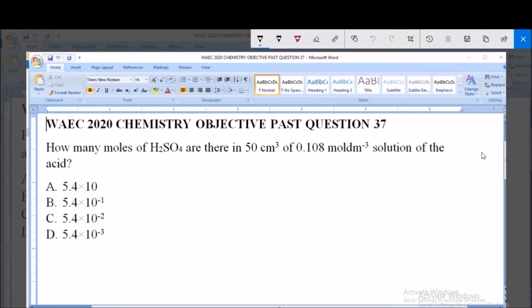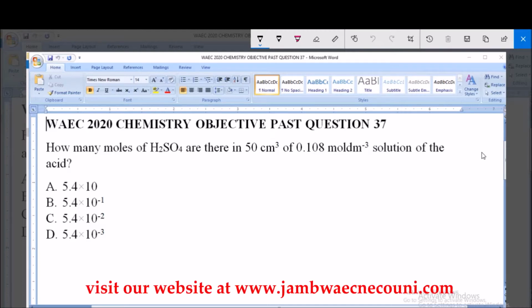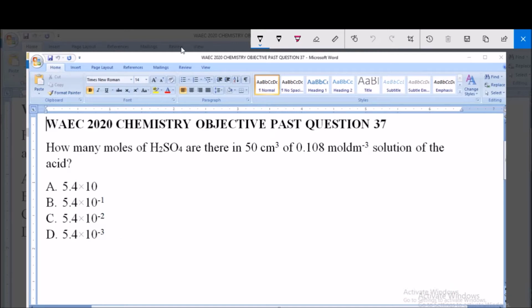How many moles of H2SO4, tetraoxosulfate(VI) acid, are there in 50 cm³ of 0.108 mol/dm³ solution of the acid? A. 5.4 times 10, B. 5.4 times 10 raised to power minus 1, C. 5.4 times 10 raised to power minus 2, D. 5.4 times 10 raised to power minus 3.